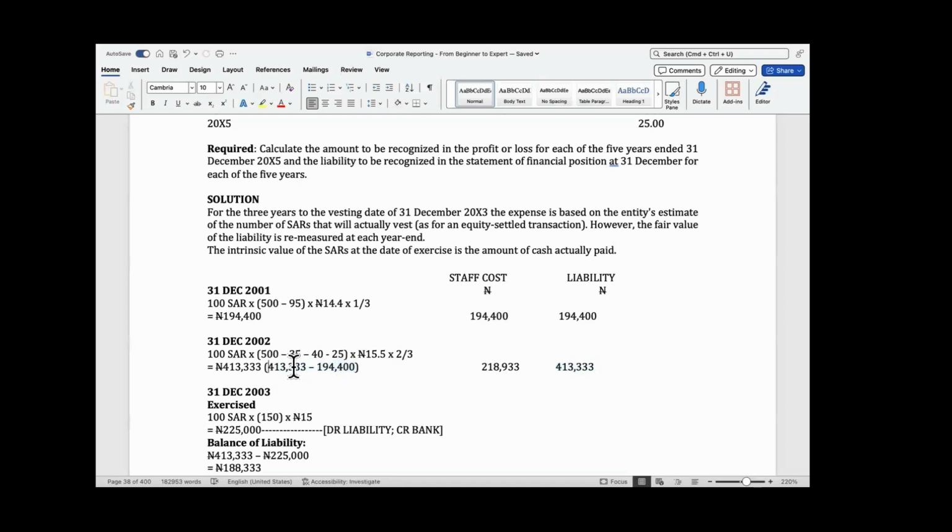So the value at the end of year 2 is 413,333. We had recognized 194,400 in year 1. So the increment is what we recognize to P&L in year 2 as staff costs. Of course, that means the total that has gone to staff costs is still 413,333, but what goes to P&L is for that year alone, while liability will be cumulative. So that's year 2. That's settled.